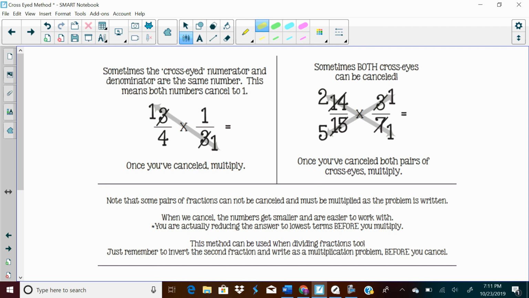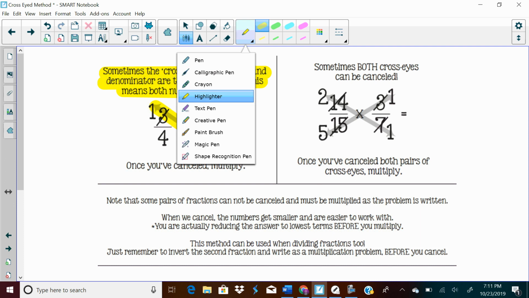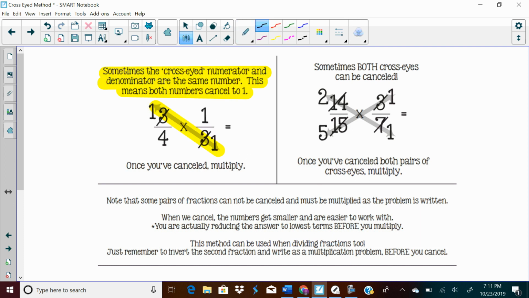So sometimes the cross-eyed numerator and denominators are the same number. This means that both cancel to 1. So in this example, I have 3 and 3. They both come to 1. So now I'm multiplying 1 times 1 and 4 times 1. So I get 1/4 as my answer. Once you canceled, you just multiply straight across.